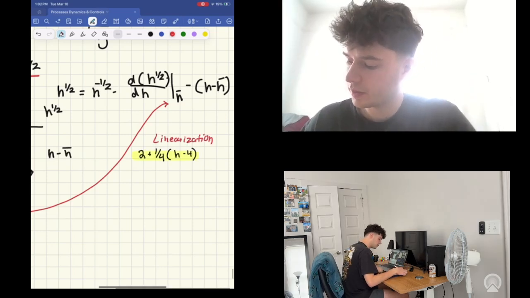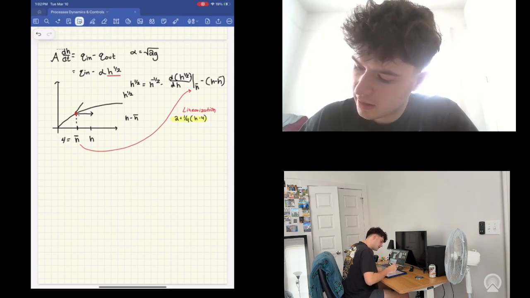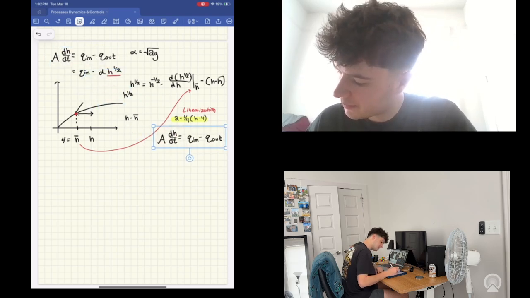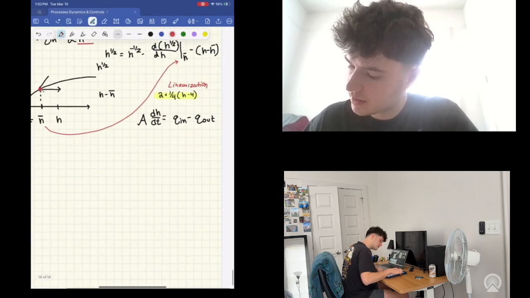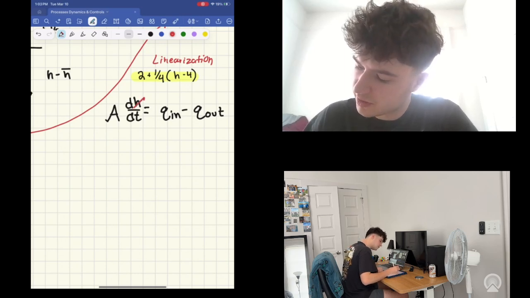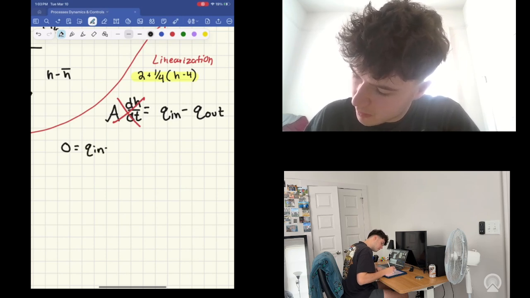So now from this point, we're going to go and grab this equation that we had at the beginning. Now that we've completed our linearization, we're going to drag it down. Since it is stated in the problem statement that it is steady state, we can assume this to be 0. So we're going to rewrite this as 0 equals Q in minus h to the 1/2.